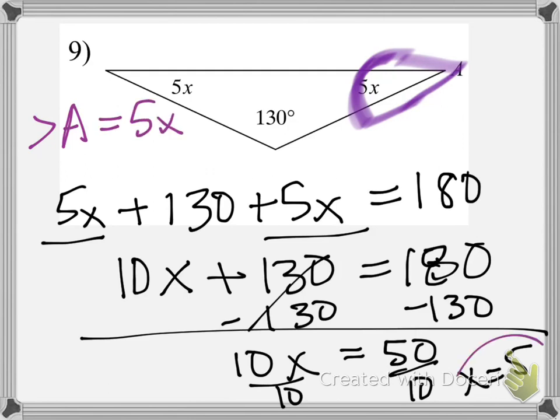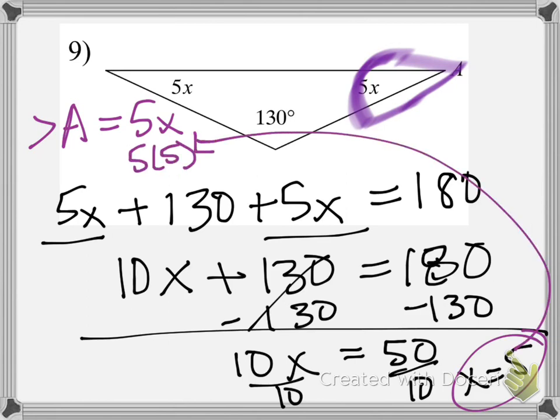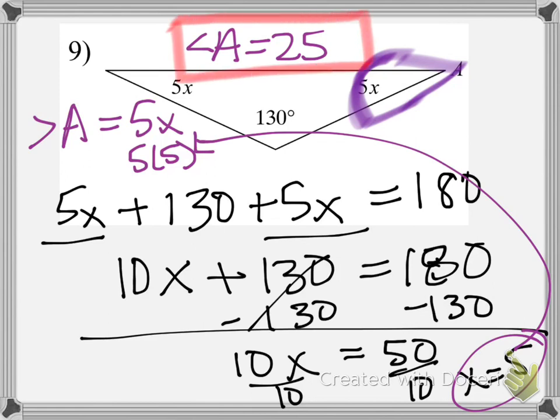And so we know that x here is 5. So 5 times 5 leaves us with 25. So angle A is equal to 25. And so that there is going to be our final answer. So make sure that when you're typing your answer into the Google form that you put 25 and not the 5, because if you write the 5, it will be marked wrong.